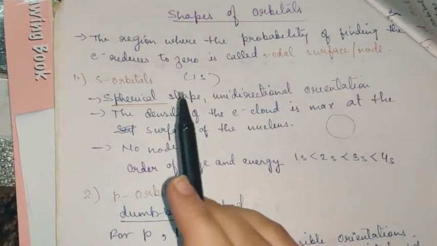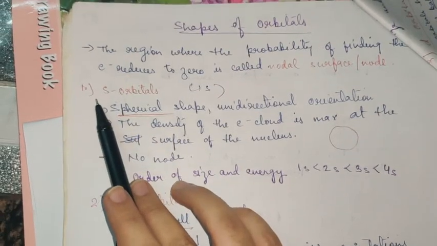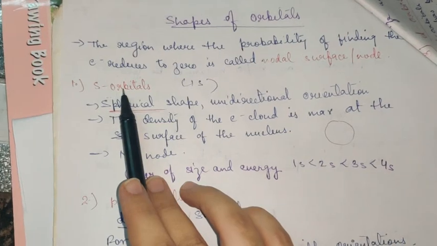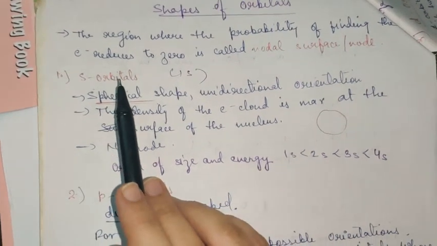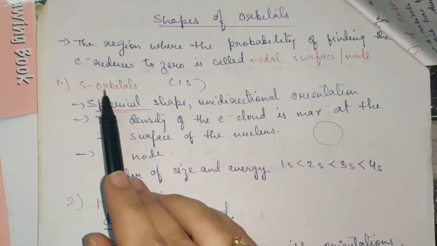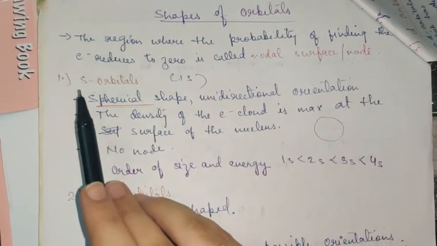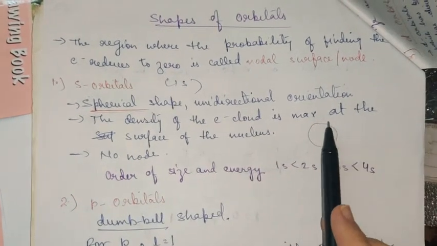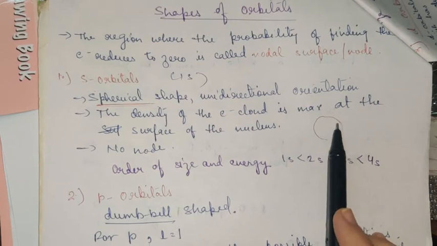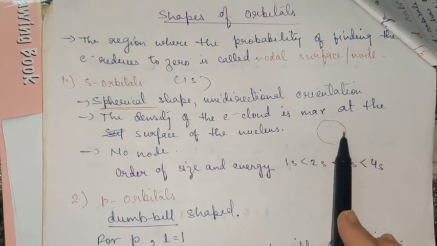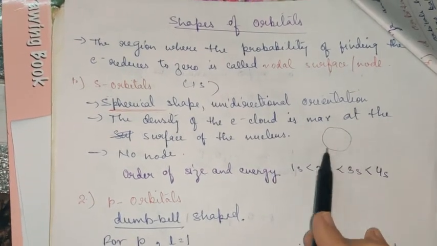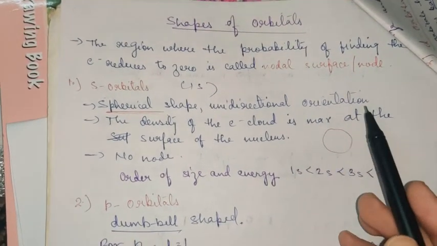Now coming to the first subshell, that is the s subshell, which has only one orbital. With the help of the formula, I have already discussed how many orbitals each subshell has. So the s subshell has only one orbital, and the shape of that orbital is spherical, as you can see here. It is a symmetrical shape with unidirectional orientation. Obviously the spherical shape is unidirectional in its orientation.